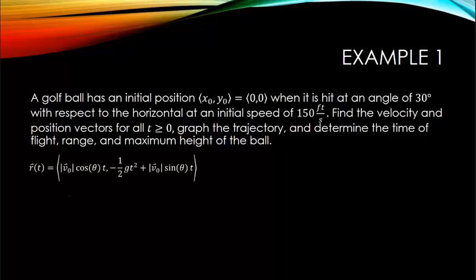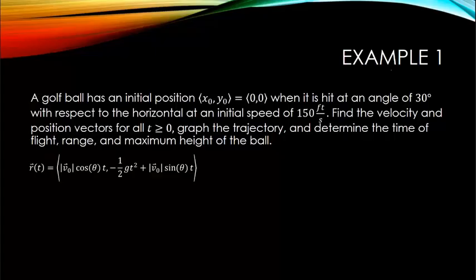First, I want to construct my position vector. My position vector r of t will have components with the form the magnitude of v naught times the cosine of theta times t, and negative 1/2 gt squared plus the magnitude of v naught times sine of theta times t. I know what my initial velocity is. It's 150 feet per second. That's my magnitude.